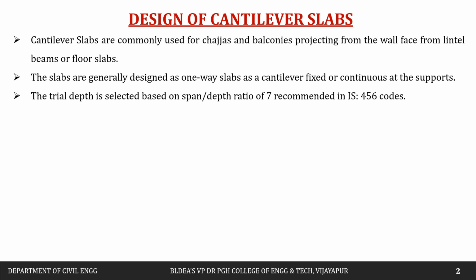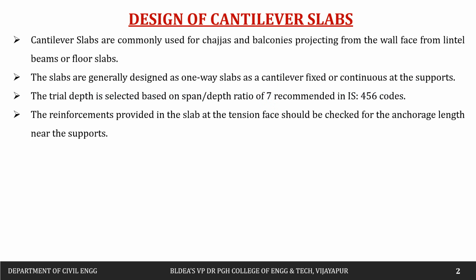Earlier, in the design of one-way slab and two-way slab, basically the concept and the steps will remain the same, with slight changes. First we'll assume the depth, which is selected based on the span to depth ratio, selected as 7 as we have seen for the earlier slabs also. The same provision for cantilever is given as 7. The reinforcement provided in the slab at the tension face should be checked for anchorage length near the support.